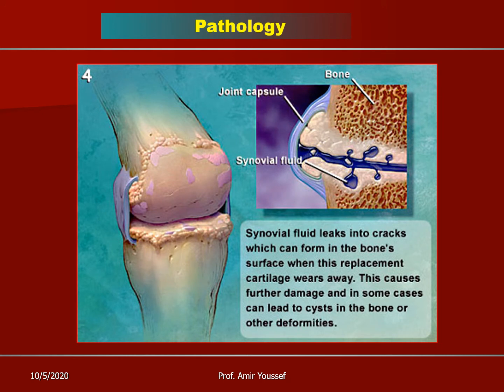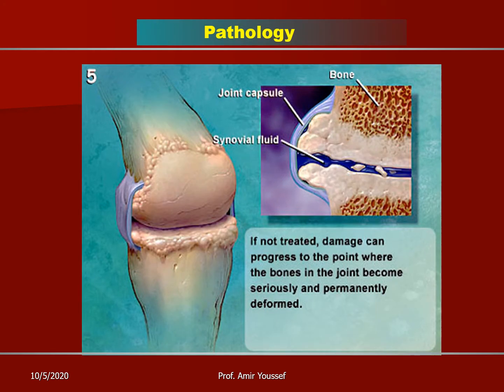Synovial fluid leaks into cracks which can form in the bone's surface when this replacement cartilage wears away. This causes further damage and in some cases can lead to cysts in the bone or other deformities. If not treated, damage can progress to the point where the bones in the joints become seriously and permanently deformed.